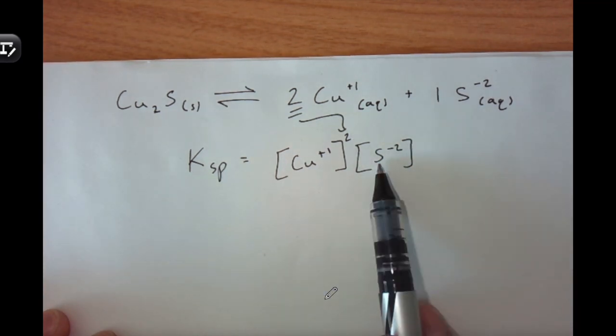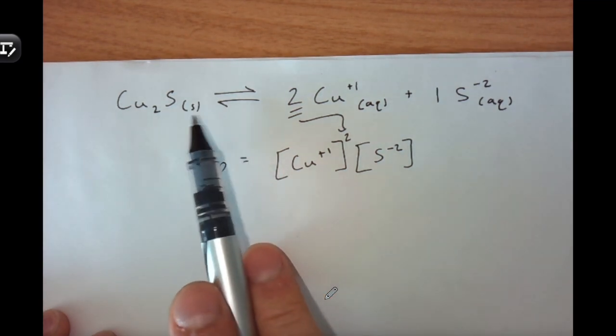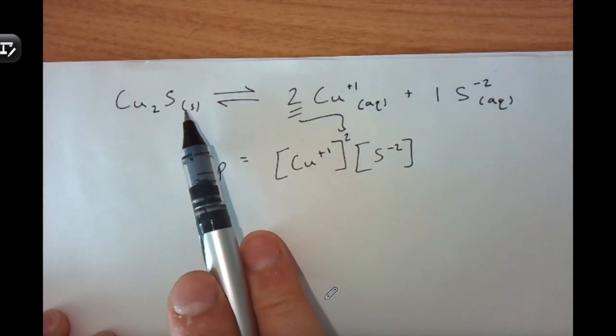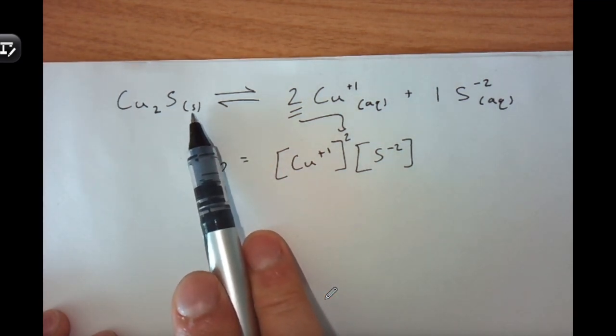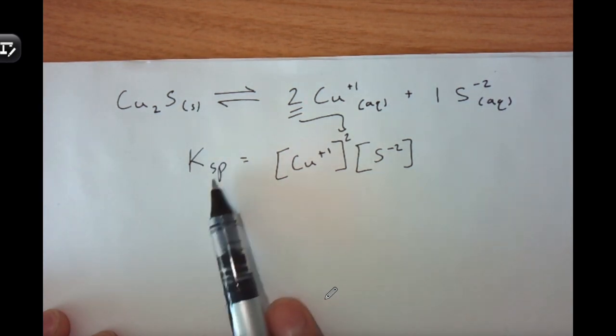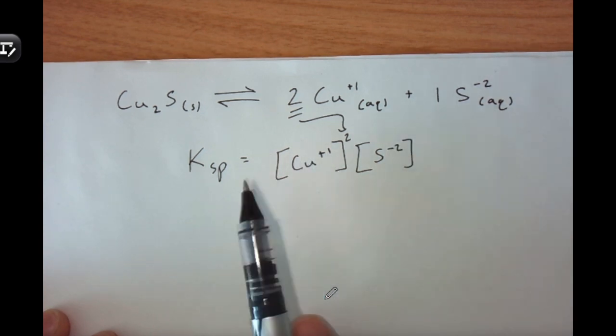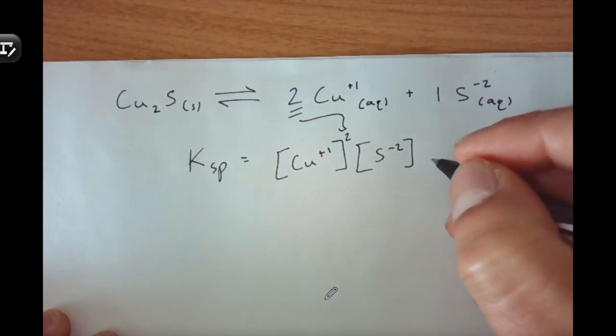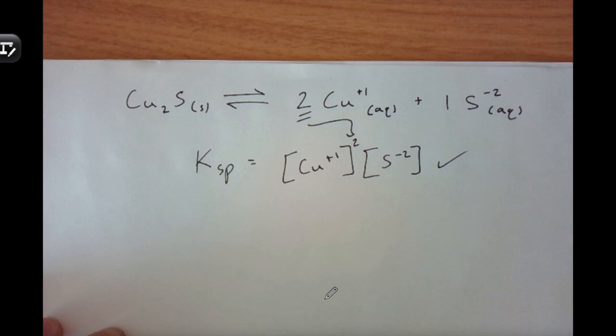Now, it's products divided by reactants, but my reactant is a solid. And if you remember from what we learned before break, solids are not included in our K or Q equation, nor are liquids, only gas and aqueous. So because of that, this is my final Ksp equation.